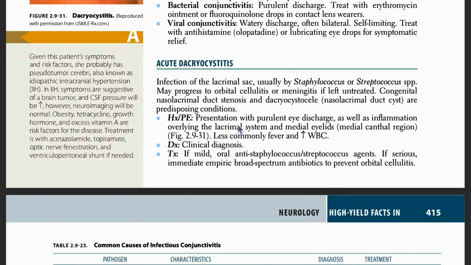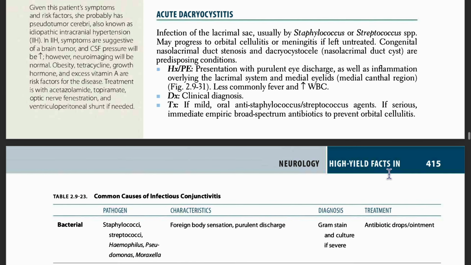History and physical examination: presentation with purulent eye discharge as well as inflammation overlying the lacrimal system and medial eyelids, medial canthal region. Less commonly, fever and increase in WBCs. Diagnosis here is clinical diagnosis. Treatment here is, if mild, oral anti-staphylococcus or streptococcus agents. If serious, immediate empiric broad spectrum antibiotics to prevent orbital cellulitis.